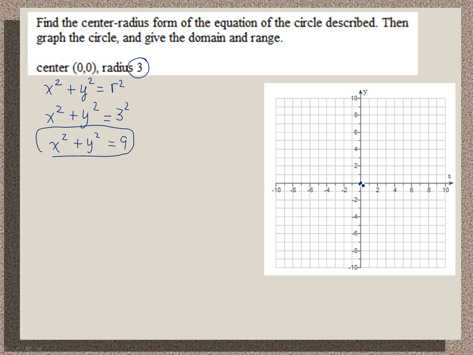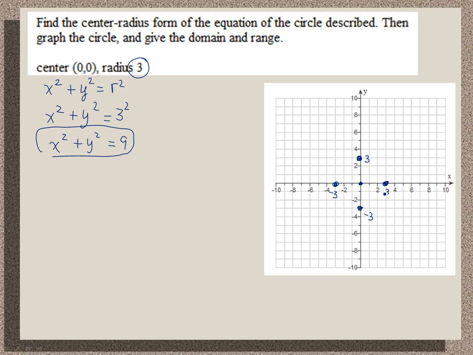The radius is 3, so I want to go 3 units to the right. That gives me an x value of 3, and plot a point there. Start at the center, go 3 units to the left. That takes me to -3. Plot a point there. Start at the center, go 3 units up. Takes me to 3 on the y-axis.